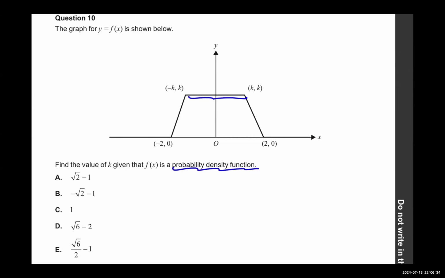Pretty much, this is your upper base, 2k. This is your lower base, 4. You've got a k here as your height. So I just need to make sure the area of the trapezium here is 1, so it's a probability density function. And you should be able to get 1/2 times k times (2k plus 4) equals 1.